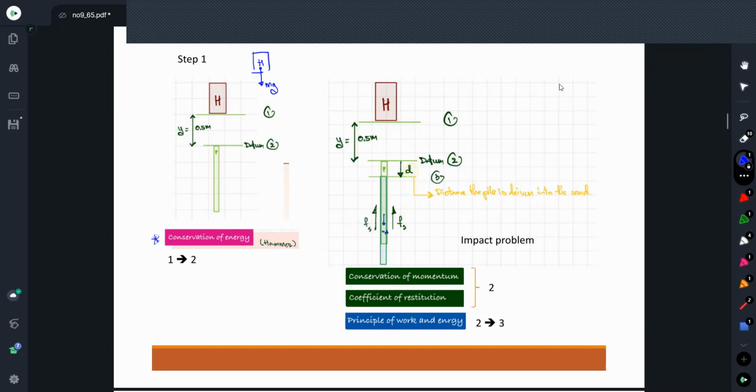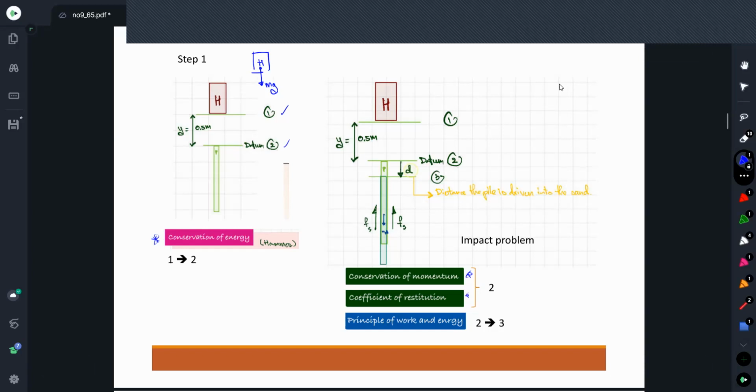Okay, this is just the first step. We use the conservation of energy from point 1 to point 2. We get the velocity of the hammer at state 2. After that, if we consider the impact between hammer and pile, we will apply the conservation of momentum and the coefficient of restitution to determine the velocity of the pile and the velocity of the hammer after impact. And then after we know the velocity of the pile, we will consider just only the pile.